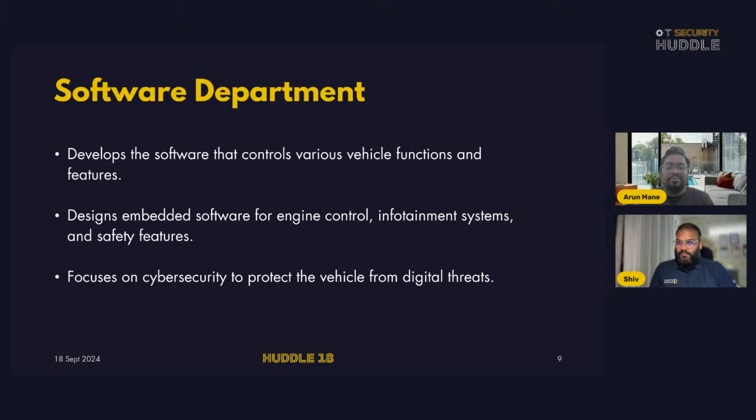ADAS is advanced driver assistance systems, where they have different kinds of features. ADAS levels 1, 2, 3, 4, 5, depending on the automation. Till ADAS level 4, the entire thing is autonomous. You don't need to sit on the driver's seat. You are sitting as a passenger, and depending on the sensors the vehicle has and its surroundings, it takes the decision, and based on that decision, the vehicle runs.